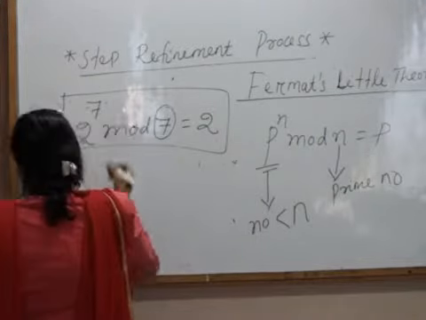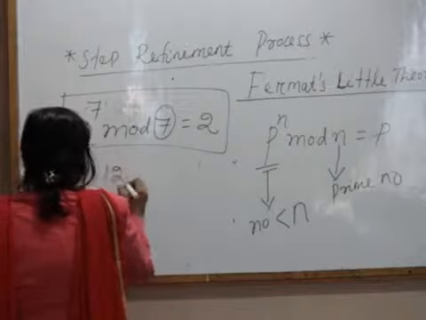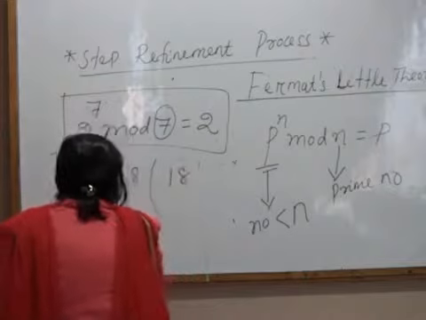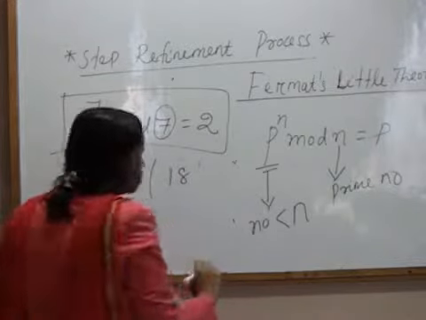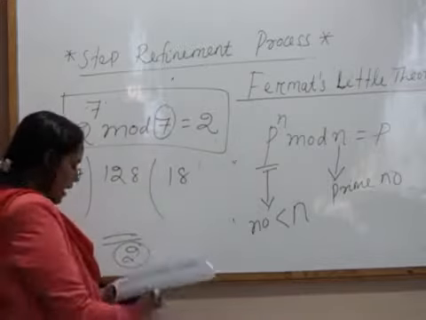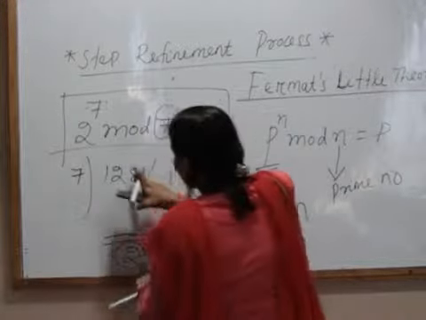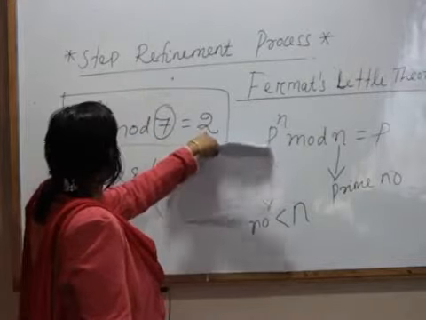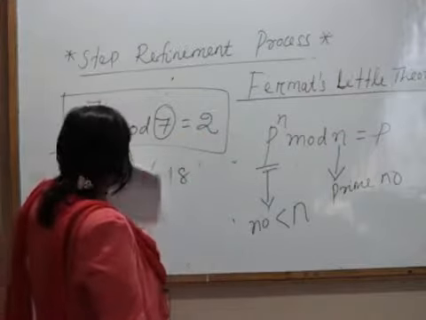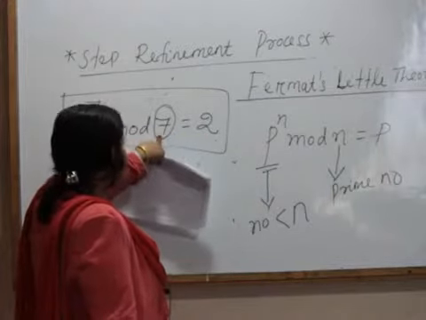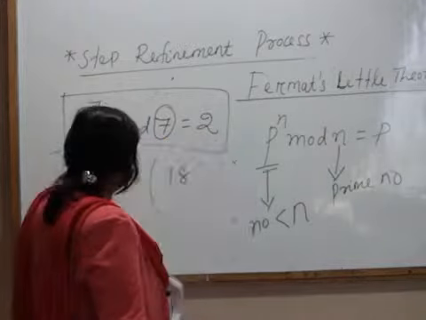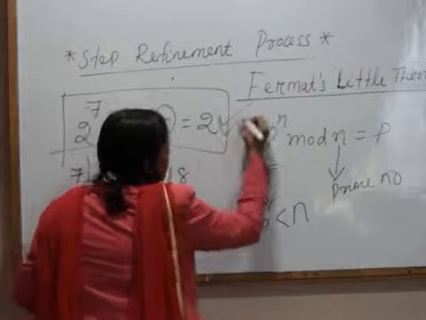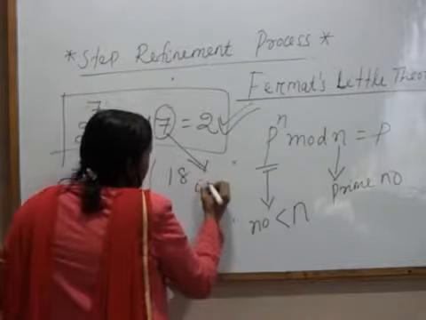So 2 to the power 7 is 128. You divide it by 7 and you get 18, and the remainder is 2. This is the information we get. You know that 7 is not divisible by 2, but at the end we are getting the remainder as 2. So if this condition is satisfied, the number is a prime number, meaning 7 is a prime number.